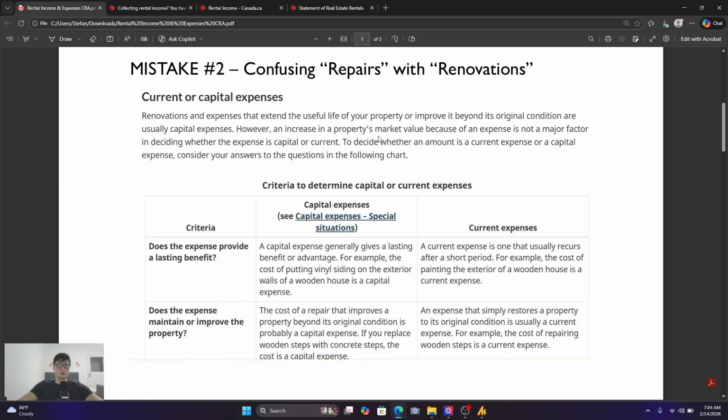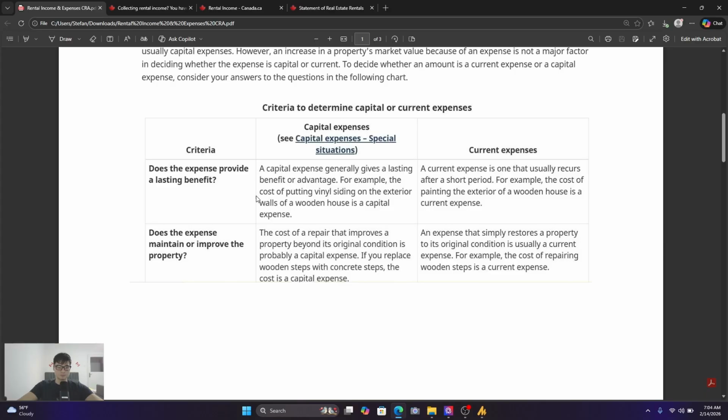So it says here, however, an increase in property market value because of an expense is not a major factor in deciding. To decide whether an amount is current or capital, you must consider the following and answer them. So, does the expense provide a lasting benefit? If a capital expense generates a lasting benefit or advantage, for example, the cost of putting vinyl on the outside of your wooden house is capital.